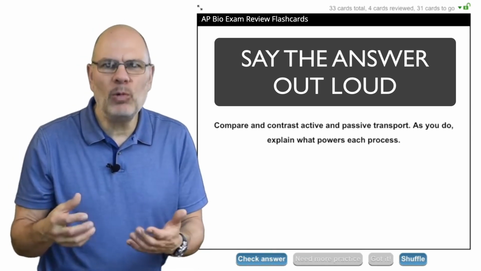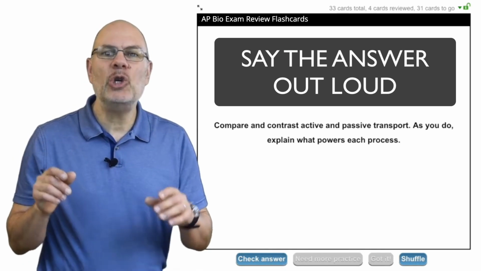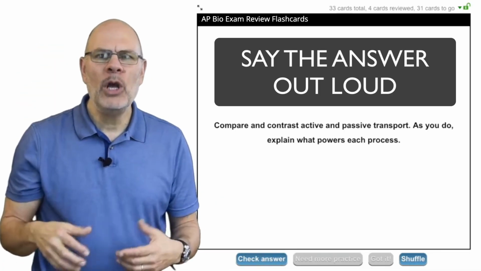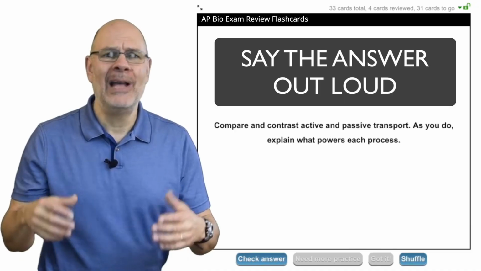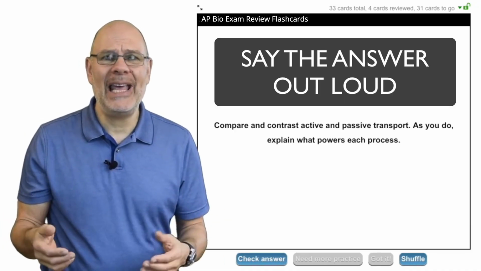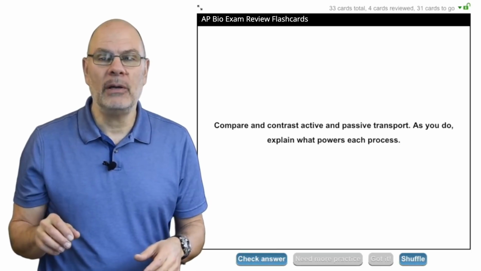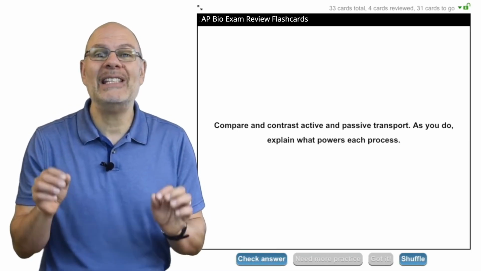Why say it? Well, remember, on the AP Bio test, you have to get what you know out of your head and down on paper. You don't want to walk out of the test thinking, I knew it, but I just couldn't get the answer down. So you can't just think it. You have to do something. If you write down bullet points, that's even better.